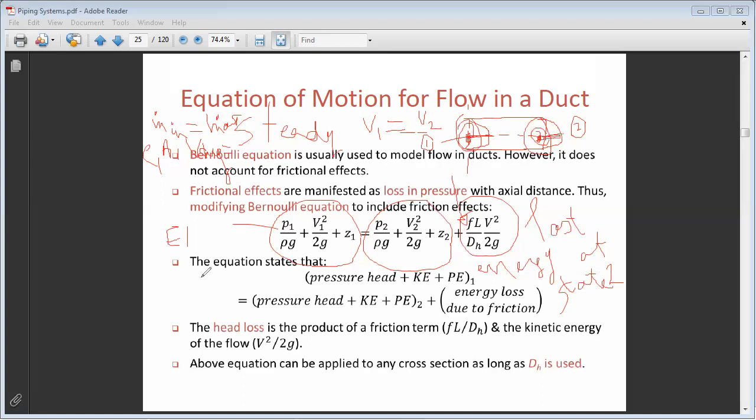So we can say that V1 is equal to V2, so these two terms will cancel out. And since we don't have change in elevation between 1 and 2, z1 equals z2 will cancel out. So here, for the duct example we just considered, pressure variation is only due to friction. But we can have variation due to different factors. If you have an inclined tube, let's say, you can have variation due to friction and due to change in elevation. Okay.